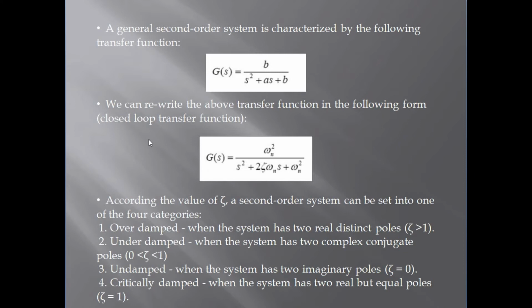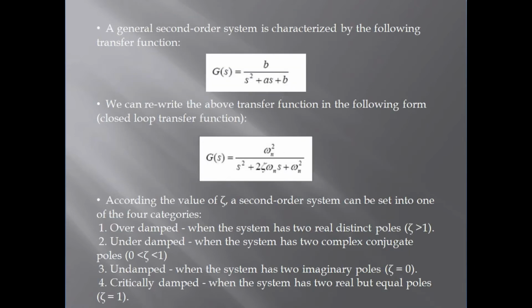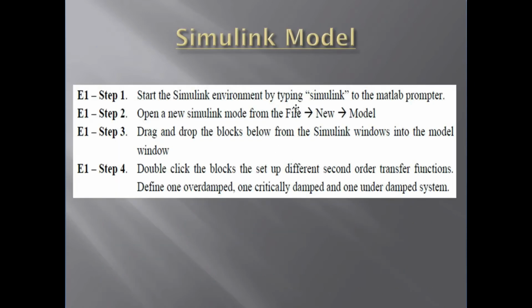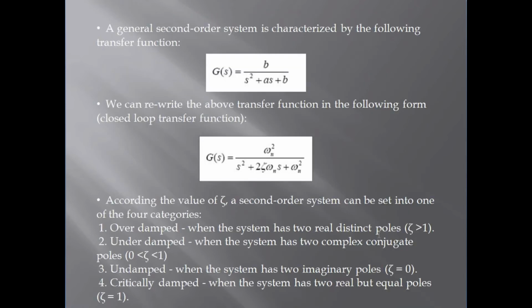So these equations you can see here. I have taken 3 examples of overdamped, critically damped and underdamped, right? 3 examples for each. You can easily correlate these 3 equations from this generalized form, right? So now coming to the Simulink model, we need to create the Simulink model for these 3 second order systems, right?